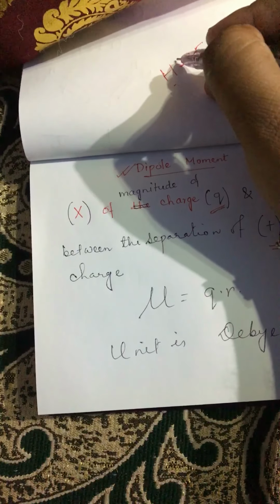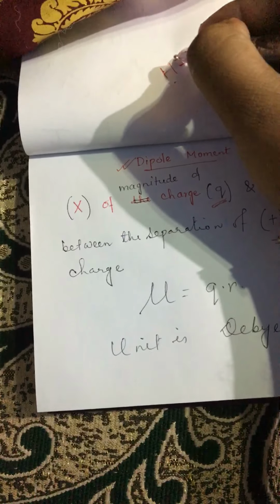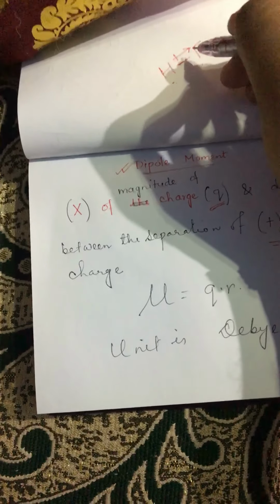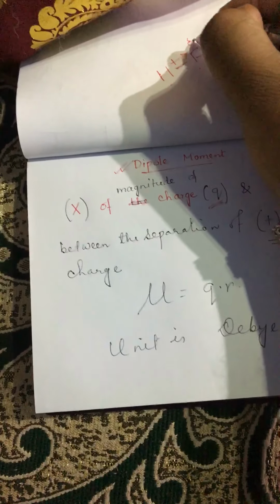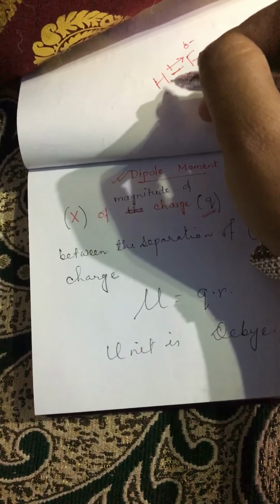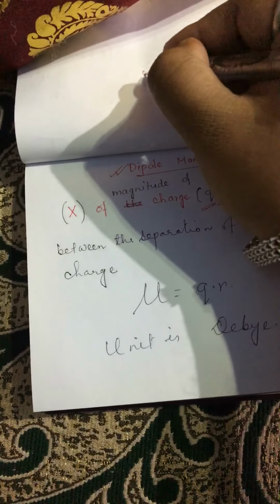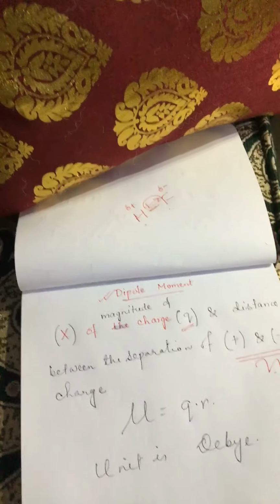the more electronegative atom will attract electrons toward itself. Since it is attracting electrons towards itself, it will acquire delta negative, and since hydrogen has already transferred its electrons, it will acquire delta positive, and this arrow mark is known as the dipole moment.